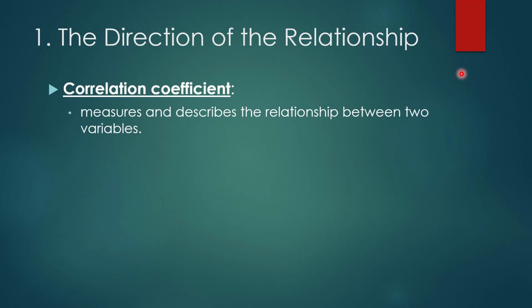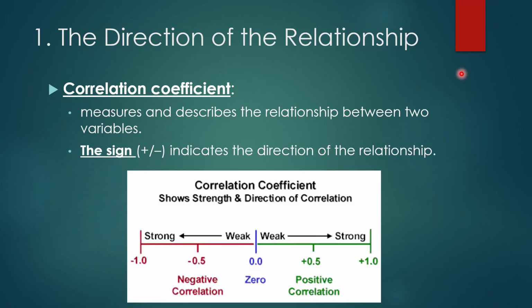So what about the correlation coefficient tells us the direction of that relationship? It's the sign, whether that correlation coefficient is a positive number or a negative number. That indicates the direction of the relationship. A positive number is going to tell us that we have a positive correlation, that both variables are moving in the same direction. A negative number, or a negative correlation, is going to be telling us that those variables are moving in opposite directions.